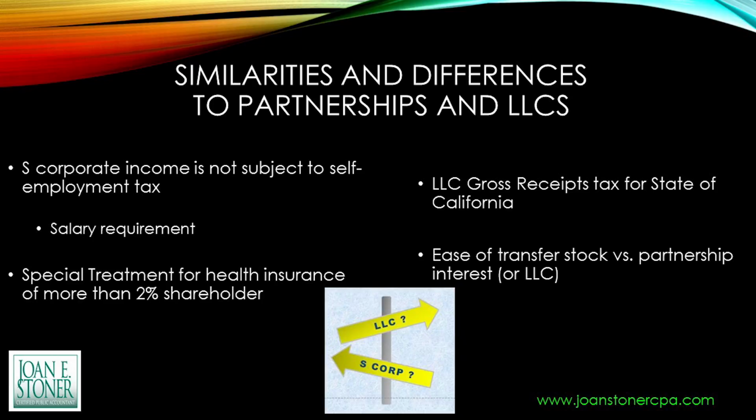Ease of transfer of stock versus a partnership interest or an LLC. When selling a business or transferring an interest in a business to a family member, an S-corporation is often easier than a partnership to transfer. Since an S-corporation is a corporation, a shareholder can sell or transfer the stock instead of the underlying assets. Value still needs to be assigned to the stock, but this is often easier when considering the stock as a single asset instead of a group of assets and liabilities in a partnership interest.